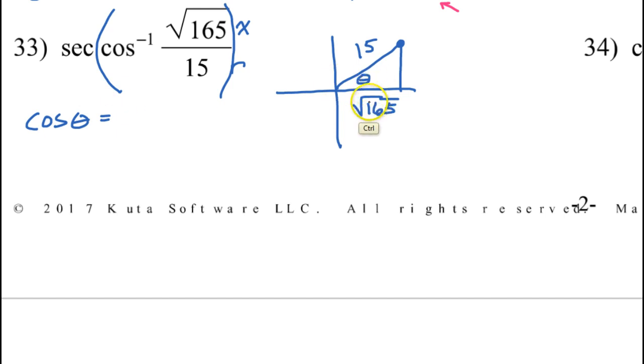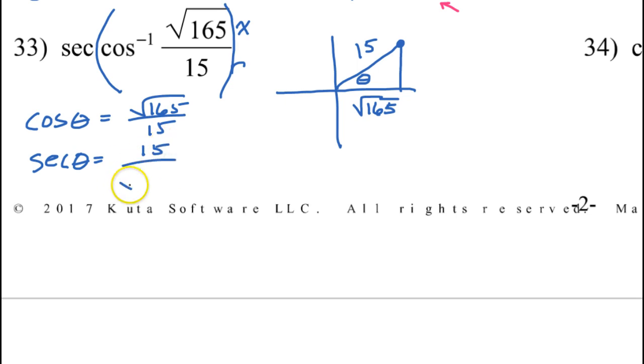So cosine, of course, is x over r. So the cosine is radical 165 over 15. So the reciprocal of that is going to be 15 over radical 165. So that's going to be the answer.